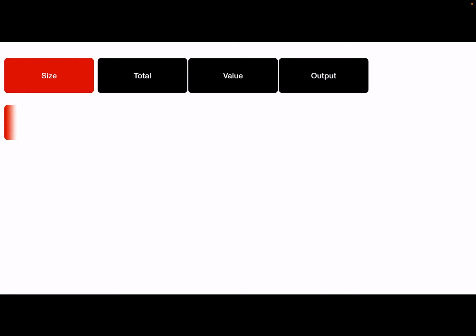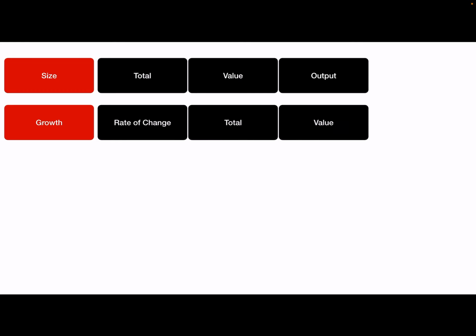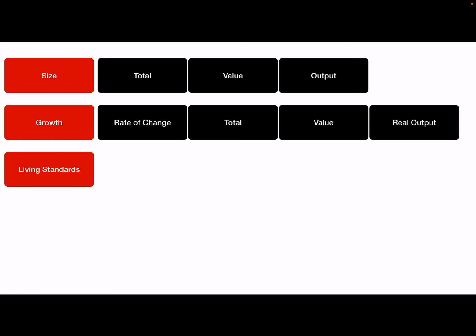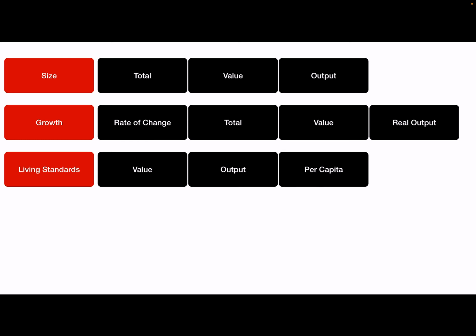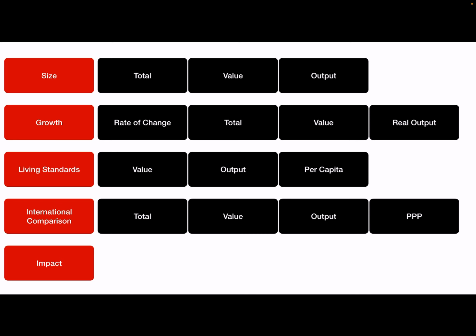So to recap, if you're measuring the size of an economy, you want to look at the total value of output. If you're interested in growth, you need to look at the rate of change in the total value of output. But you should use real output, measured with constant prices and adjusted for inflation. If you're more interested in living standards, you might be better examining the value of output per capita or per head. If you're comparing data internationally, such as the total value of output, you'd be wise to use PPP or purchasing power parity exchange rates. And to consider the impact of changes in output and economic growth, you might be interested to examine differences in value and volume.